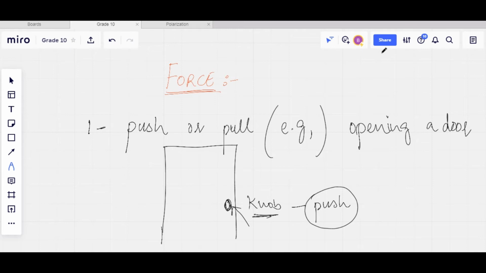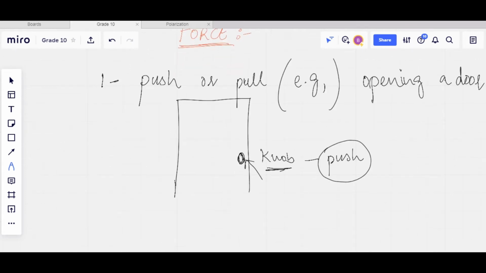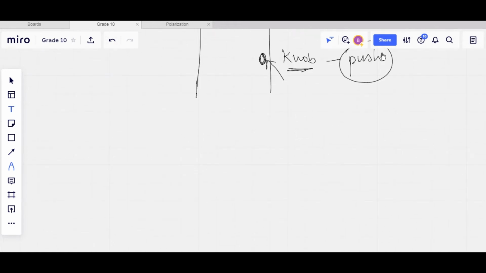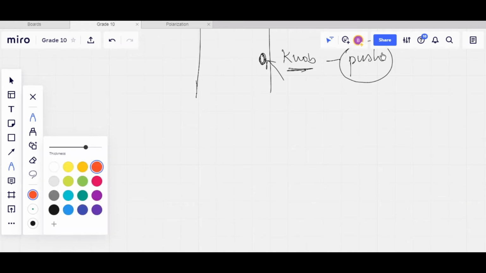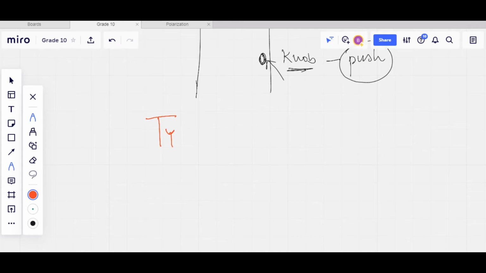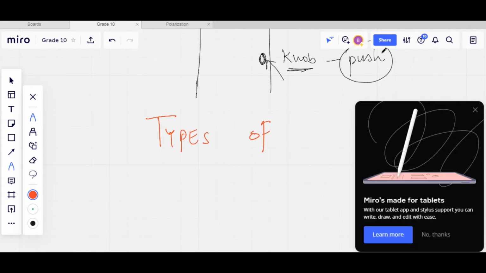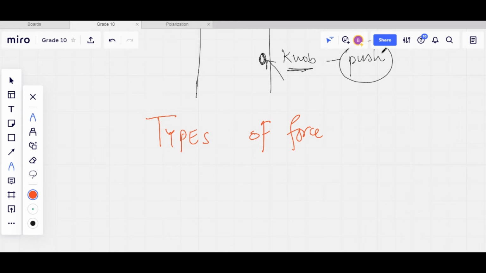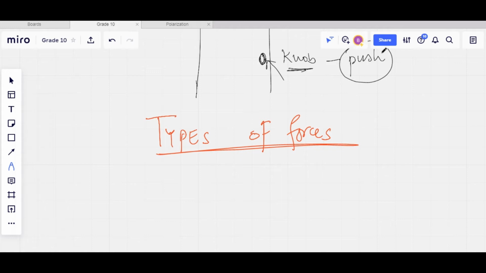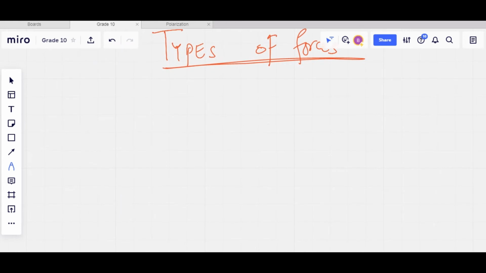Now this push or pull is a type of force which we are discussing here. Now let's get into the types of forces: how many types of forces do we have? Types of forces. Forces have generally been categorized into two major types, which we are going to discuss here.